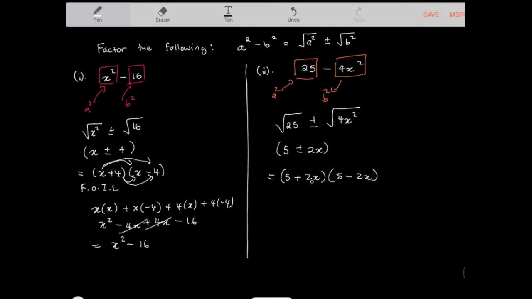These two factors are actually conjugates of each other, and recall that a conjugate is when you have the same two terms but an opposite sign in the middle, and that's how you factor a difference of squares.